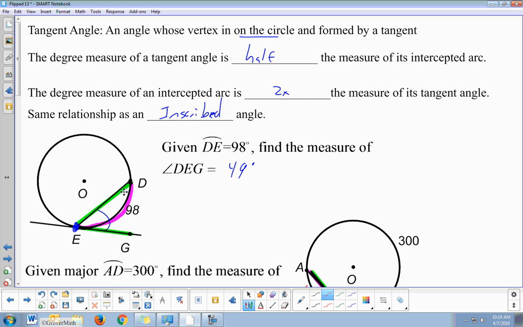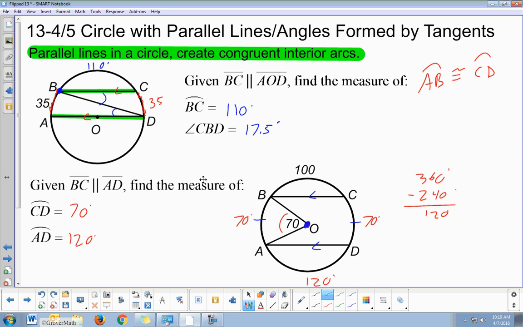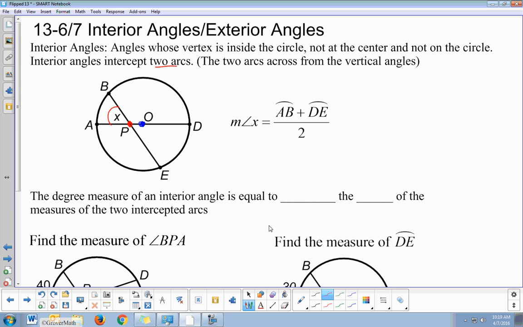Like you trace out this tangent angle, there's only one arc inside of it. And you trace out this inscribed angle, there's only one arc inside of it. And the central angle, there's only one arc inside of it. Now, when I trace out this interior angle, there is only one arc right here. So why am I saying two?